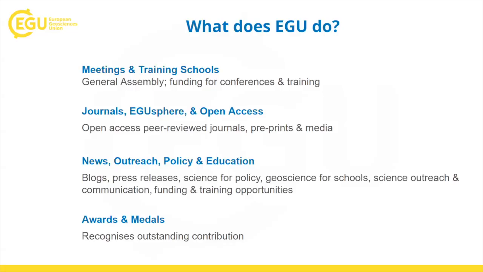We also have a wing that focuses more on the interface of science working with other areas. So, for example, that's outreach, where we try and engage the public or other scientists through blogs. We work with journalists through press releases. We try and engage decision makers through policy, teachers and children through school projects and school support, as well as career support for scientists through funding and training. And finally, of course, we have awards and medals, which recognize outstanding contributions, not just in research, but in other areas as well, which I'll get into a little later.